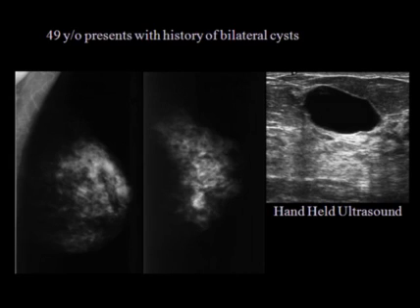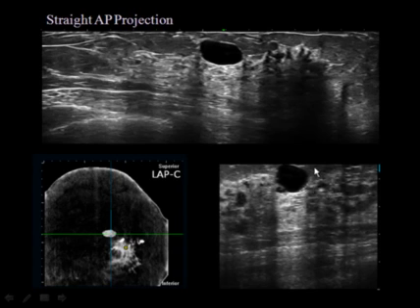This is an example. This is a 49-year-old presenting with a history of bilateral cysts. She has heterogeneously dense breasts. She has a nodule within the inner part of her left breast on the craniocaudal view. The handheld ultrasound revealed a cyst. This patient also had automated breast ultrasound, and here's a cyst in the AP projection seen very nicely in the transverse and sagittal image. Here you see it on the coronal image also very nicely. So you're able to distinguish this cyst in all 3 projections.